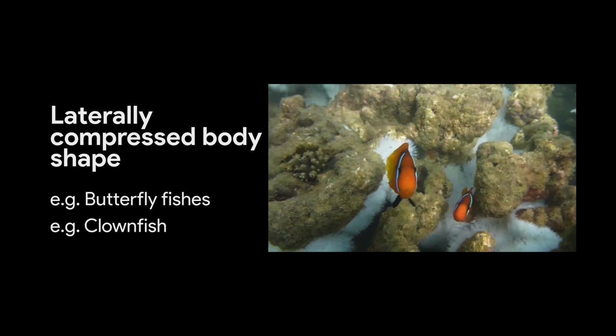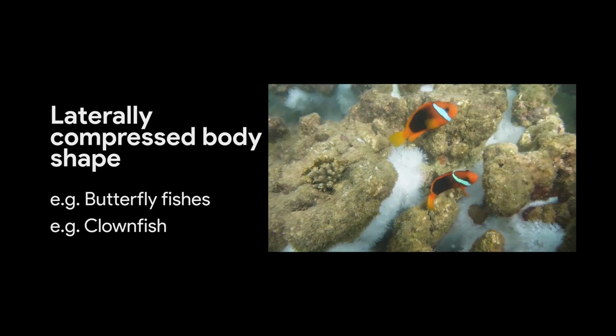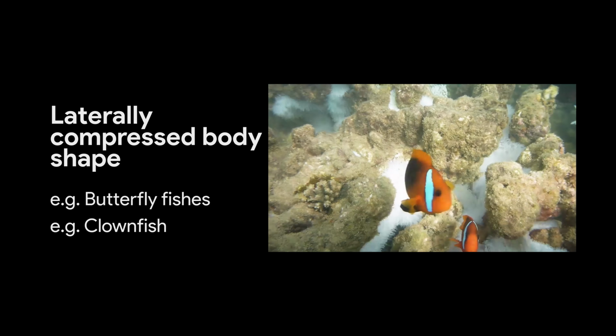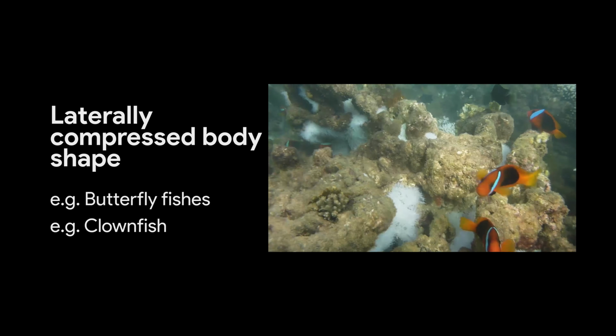The laterally compressed shape has a narrow width in relation to its height. Examples are butterfly fish and angelfish. This body shape is common in bony fishes that live in dense cover or in coral reefs.